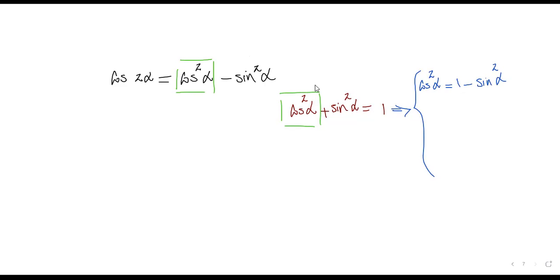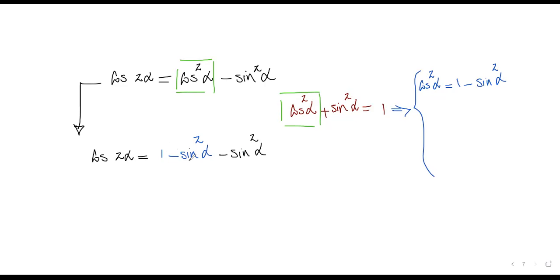Then from here, I can rewrite it like that. I write cosine of 2 alpha equals, instead of cosine squared, I write 1 minus sine squared of alpha. However, I still have minus sine squared of alpha intact. I rewrite it there. Look at this.